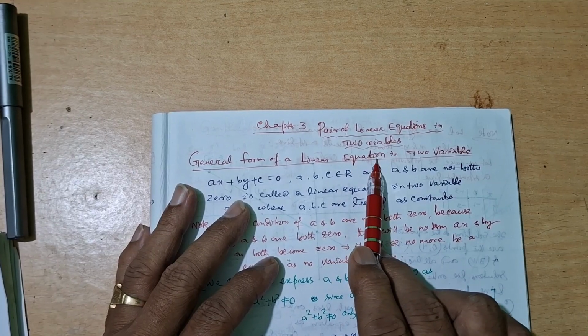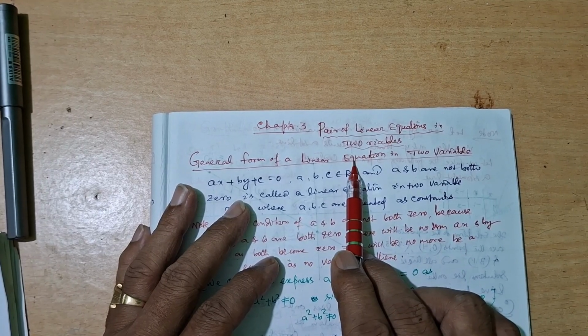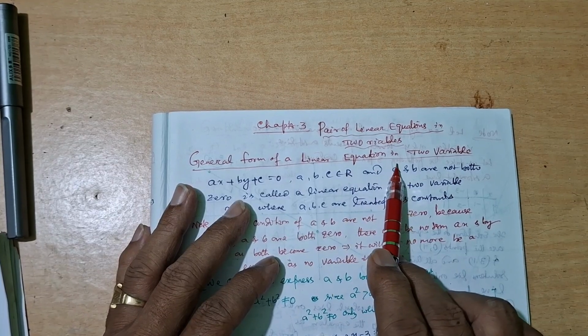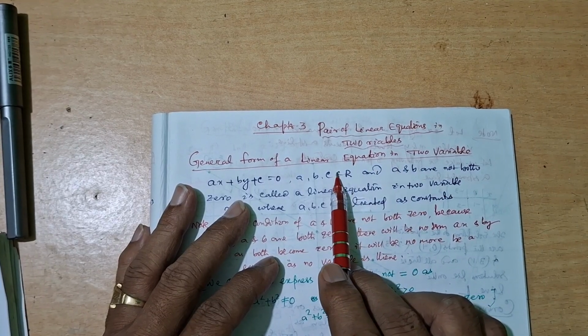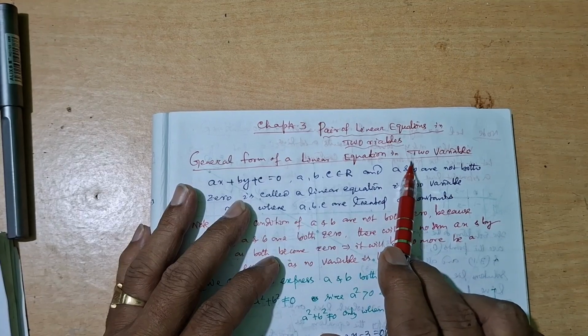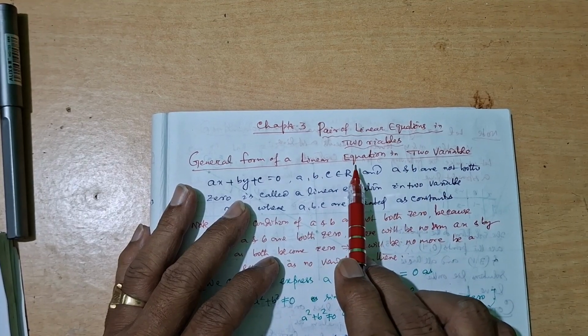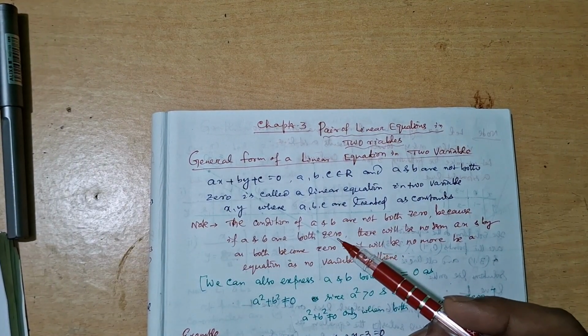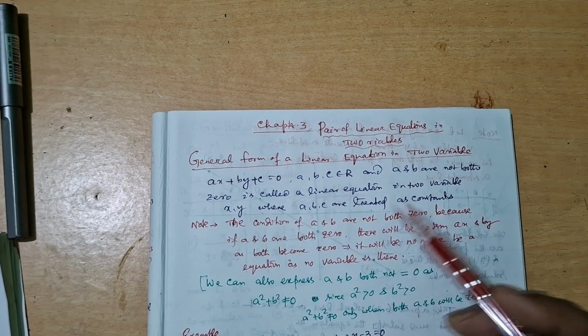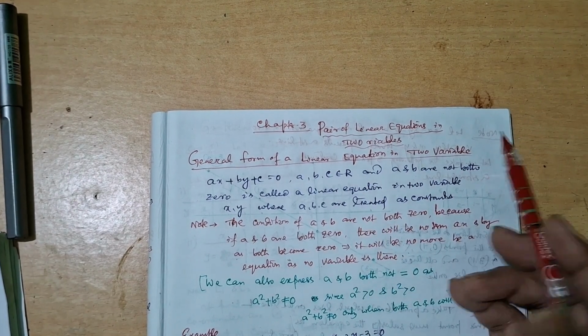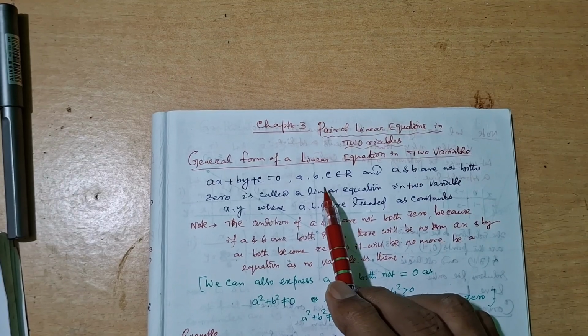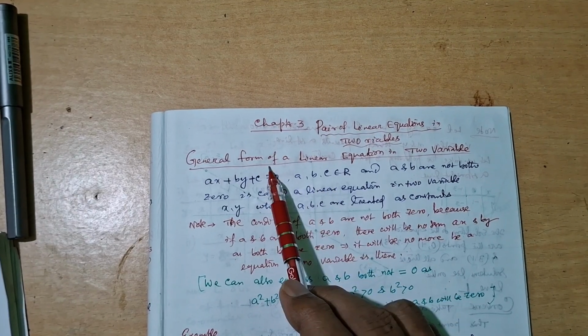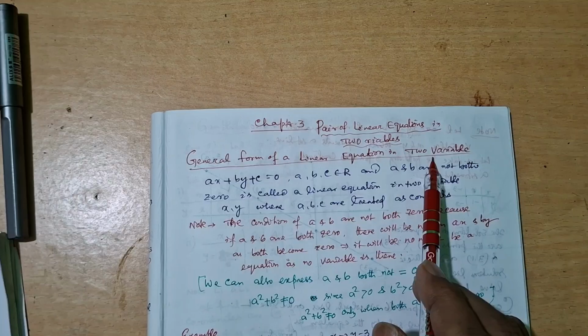The equation is given. If one variable is there, one equation is required. If two variables are there, two equations are required, and they must be linear. Quadratic equations, where the power is 2, you will read in the next chapter, but in this chapter we will read only about linear equations in two variables.